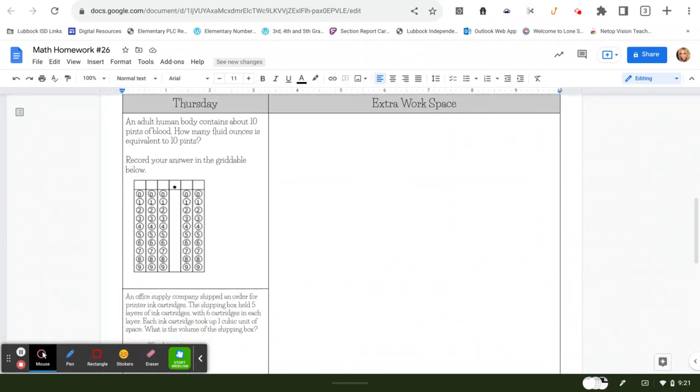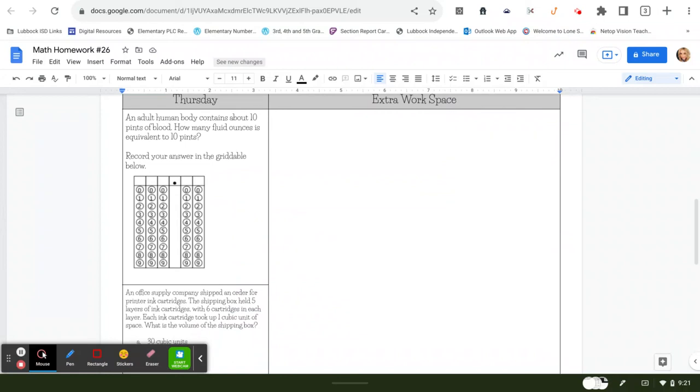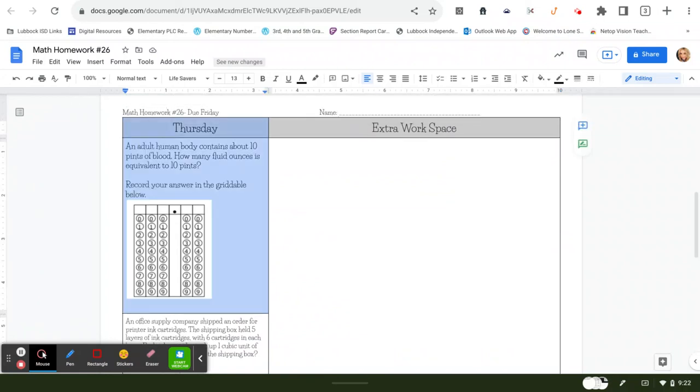Okay. The human body contains about 10 pints of blood. How many fluid ounces is equivalent to 10 pints? This is going to be multi-step.